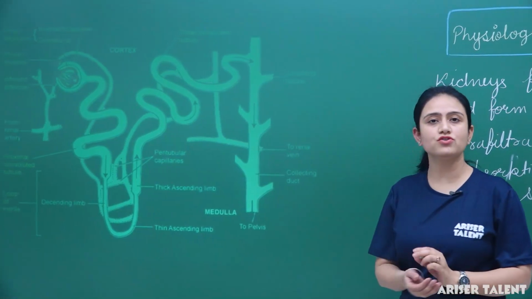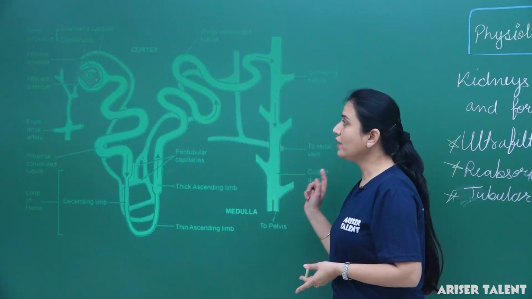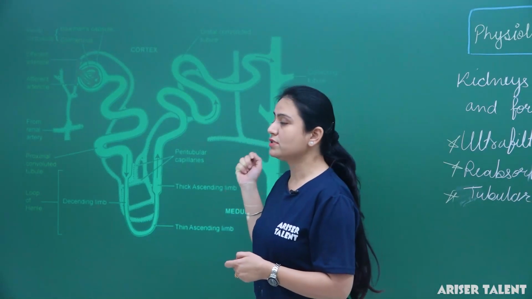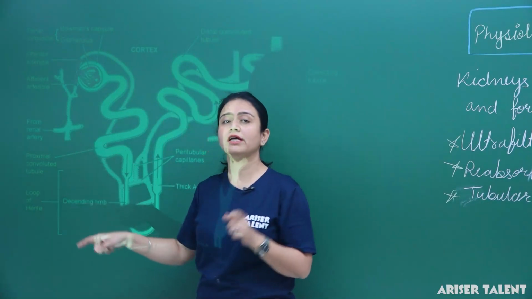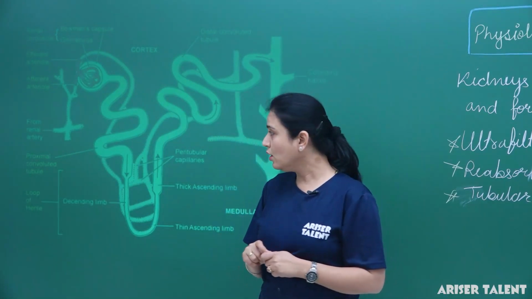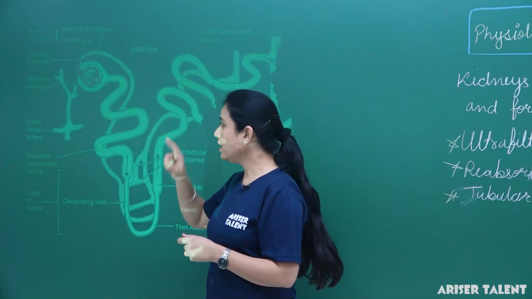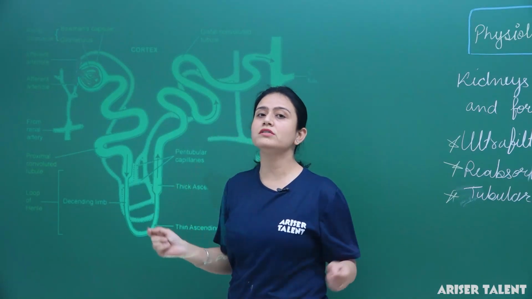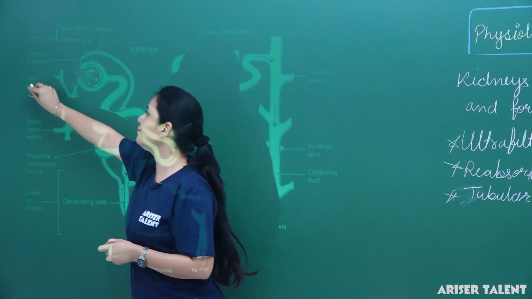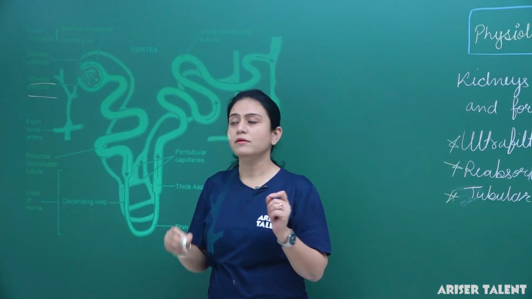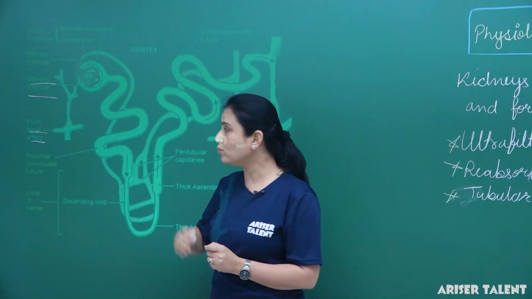Here you can see the structure of the nephron, which I already explained in my previous lecture. Now we are going to talk about the complete process of filtration. Here you can see that the renal artery is present, which generally arises from the dorsal aorta. This renal artery goes into the kidney, then it divides into numerous small vessels which are known as afferent arterioles. Clear? The renal artery which arises from the dorsal aorta goes into the kidney.